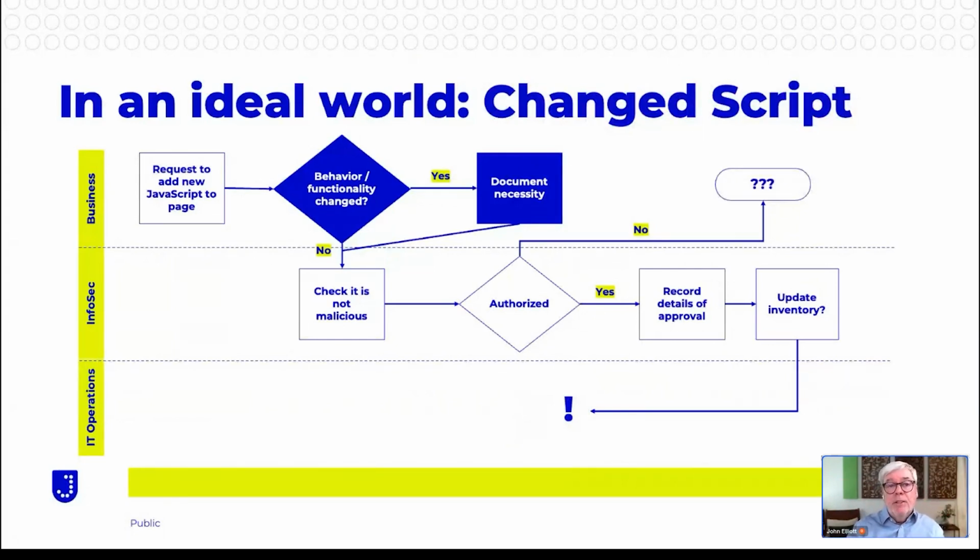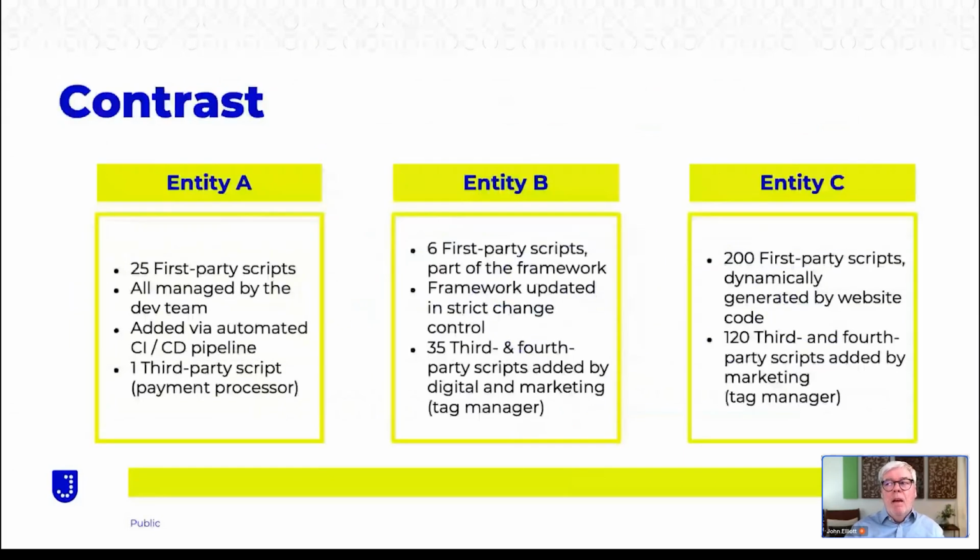To manage JavaScript. But what we found in the past 2.5 years of doing this is that all entities or all organizations are very different. If I give you three examples, the first entity has maybe just 25 first-party scripts. They're all managed by the development team. They've got a really good CI/CD pipeline. So they could probably do pre-change authorization, and there's one third-party script from their payment processor.